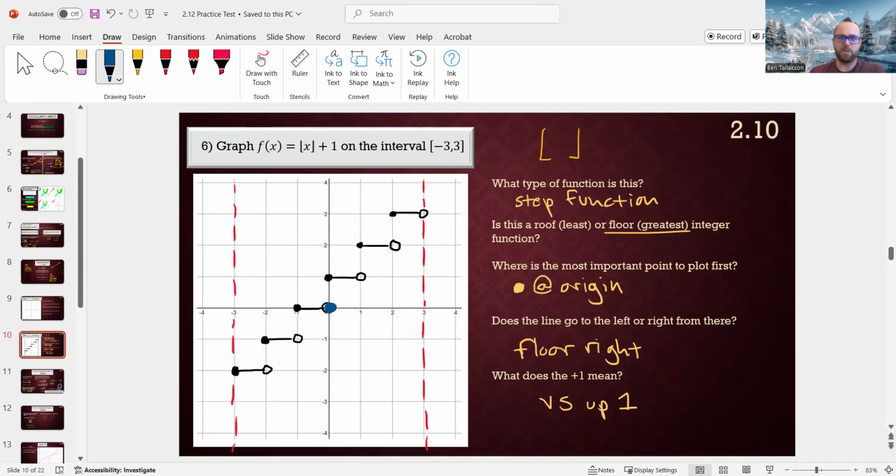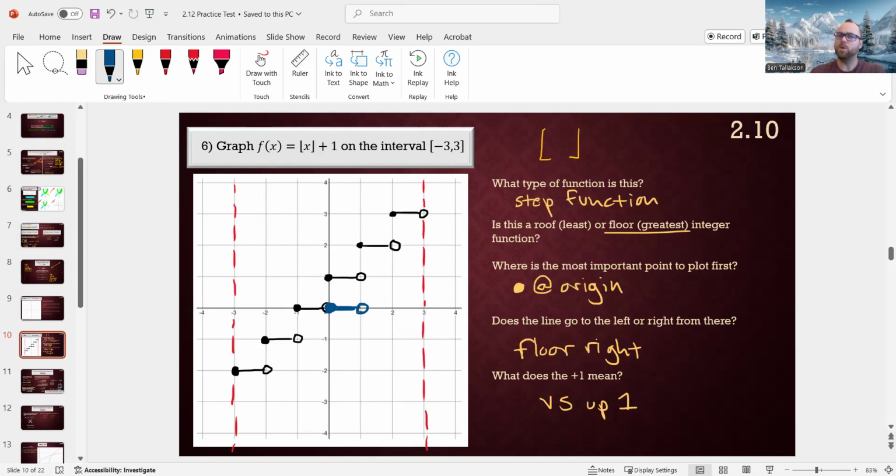Greatest floor function, does that mean this line goes over to the right from the origin or the left? The way I like to remember it is least left. A little alliteration to maybe help you. Least left, so then greatest must be to the right. Okay, so that is the first step of the parent function.